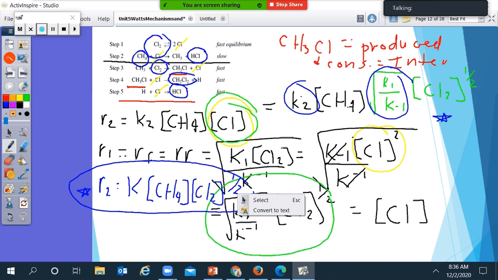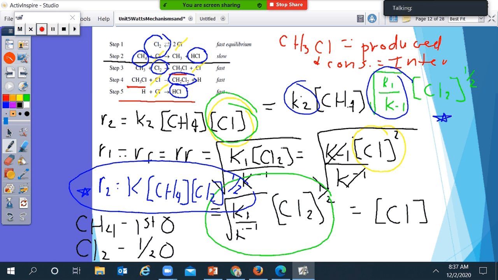So that means identifying the order. That's not what they asked. They said, what's the order of methane? Methane would be first order, and chlorine would be one-half order. And that would be your answer. That was a little tricky.